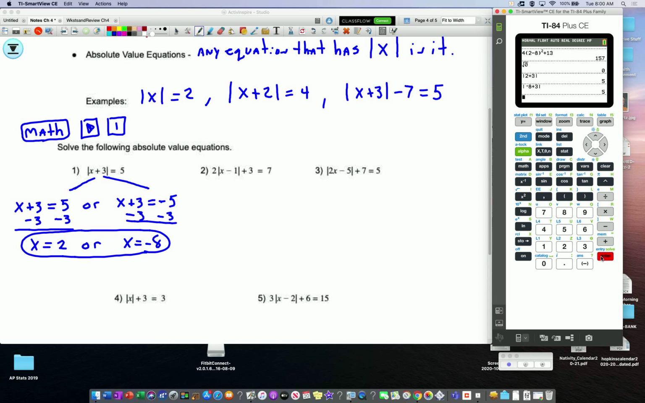Hit enter, and that also equals 5. And I know my answer's right. All right, let's take a look at the next one.